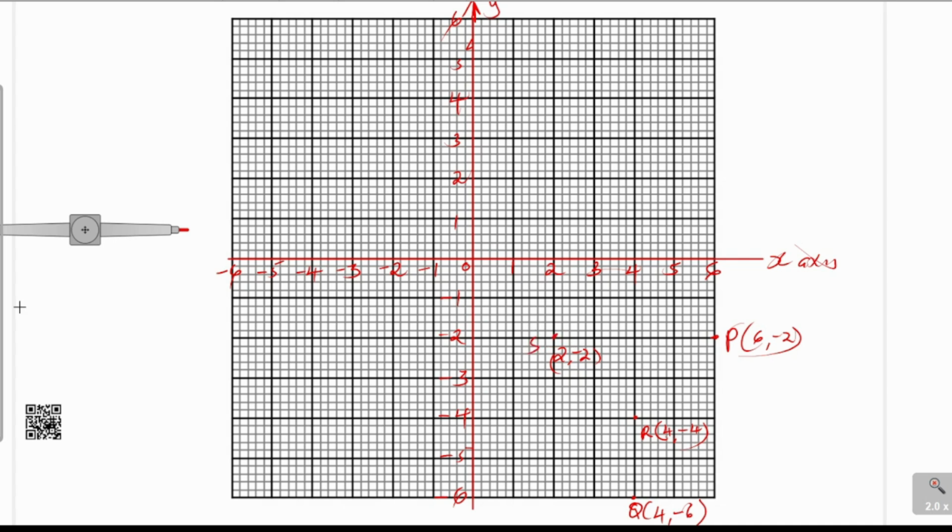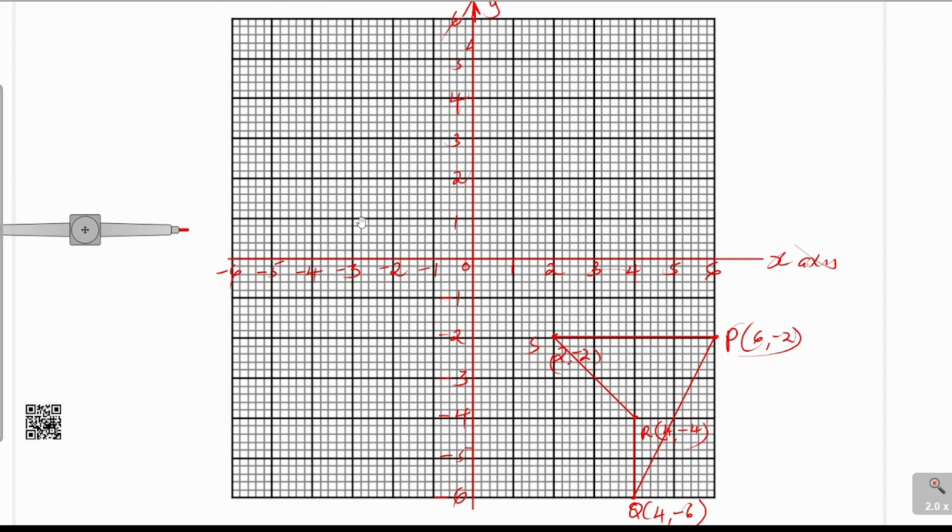So we can now join those points. We start with P and join from P to Q. You should follow that order. Then from Q to R, then from R to S. Then from S you can join S to P, like that. So there is the quadrilateral.